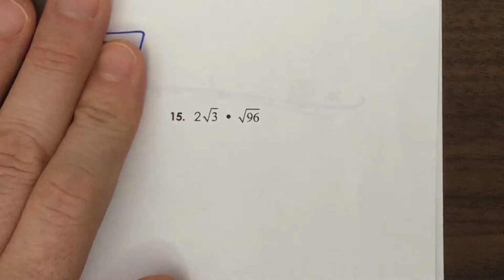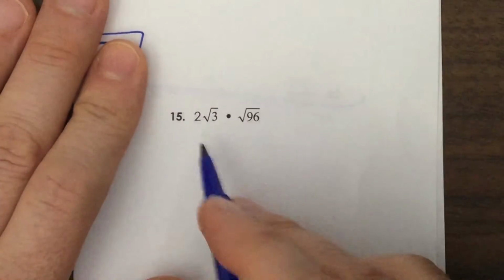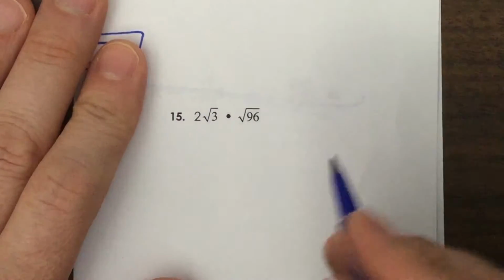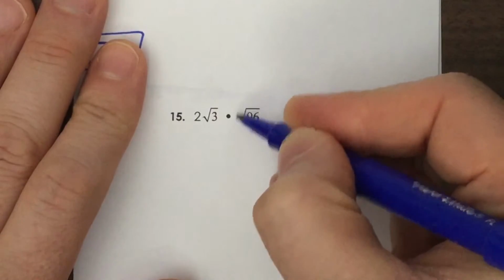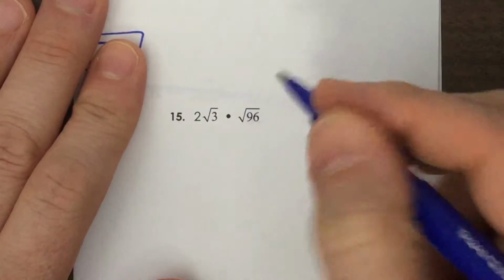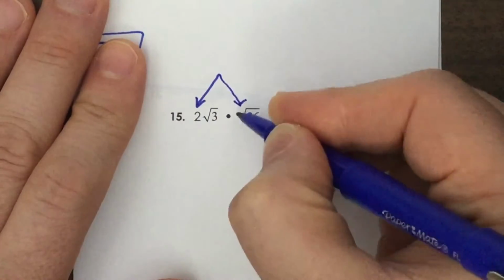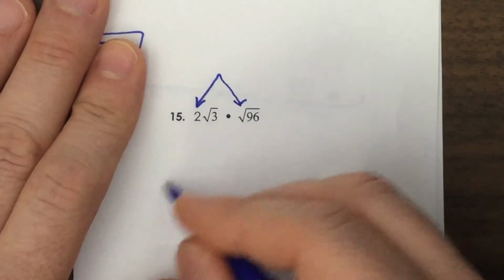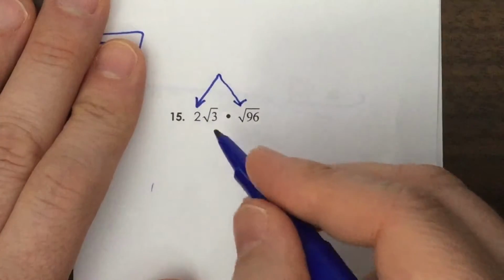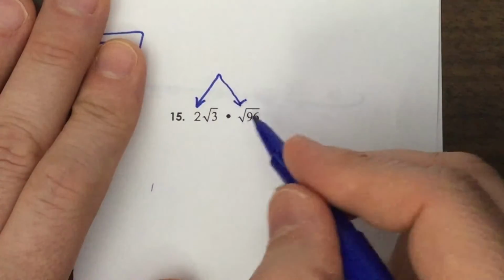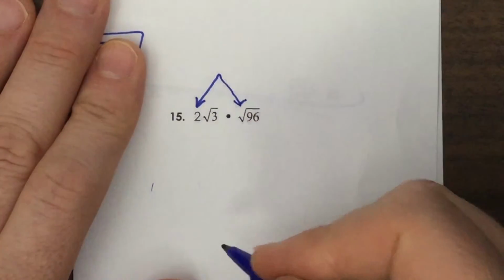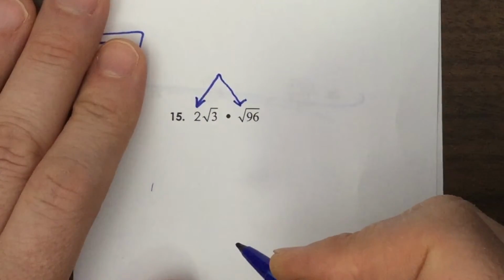This one is similar, but there is one extra part. We have an outside number here. Now, if I had another outside number in front of this square root of 96, I would multiply my outside numbers, and that would be a new outside number, and I'd still multiply my numbers in the radical, and that gives me that part. And then I'd proceed as I did on previous problems.